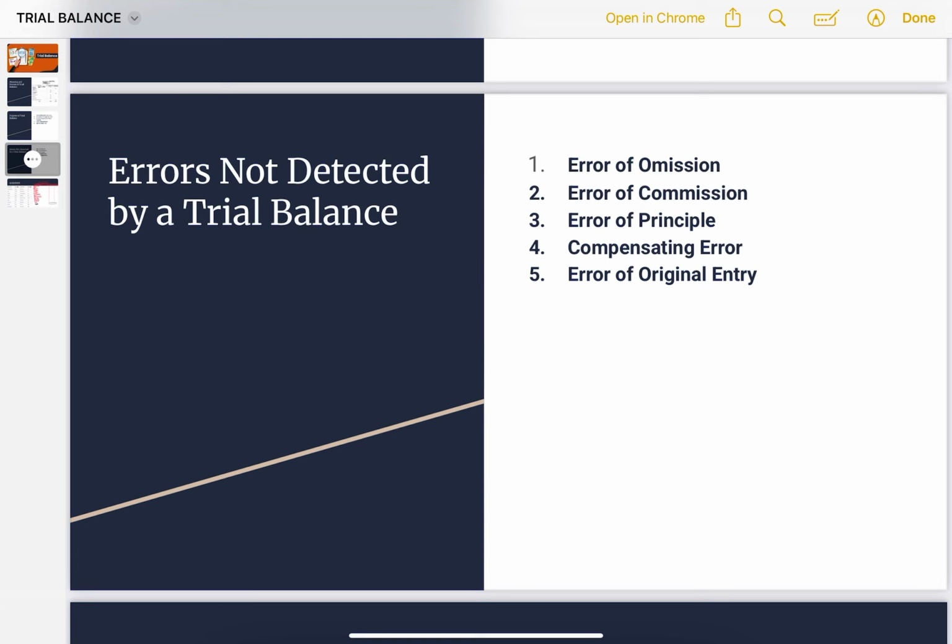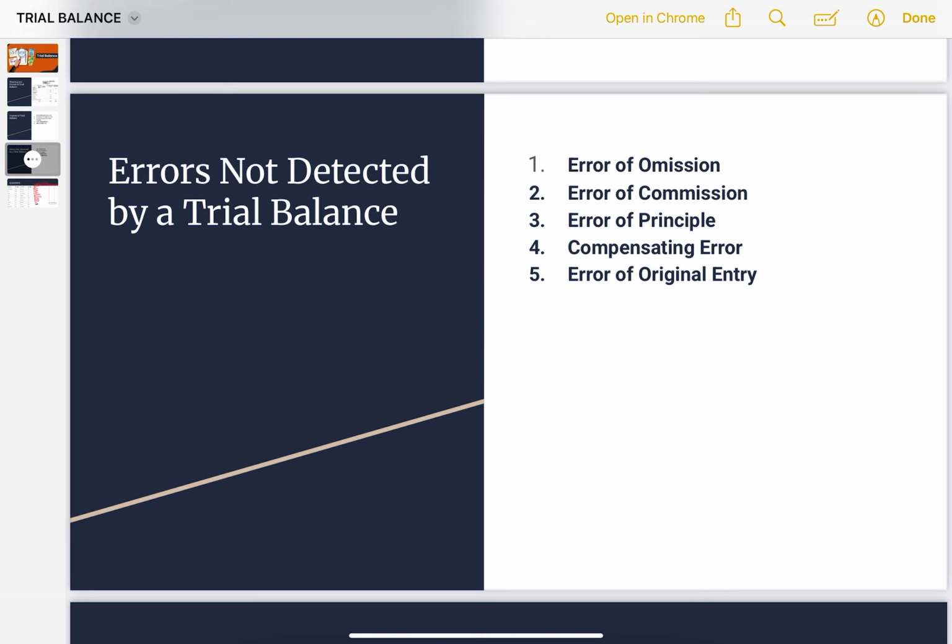Compensating error. These are two errors that cancel each other out. For example, the sales figure has been understated by 1000 or the rent expense has been understated. The trial balance remains balanced but the errors exist.